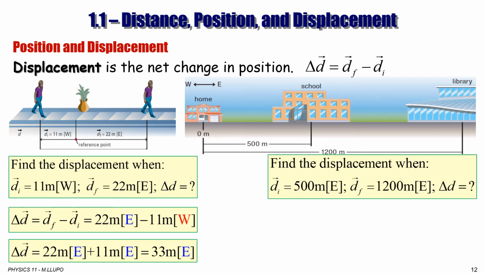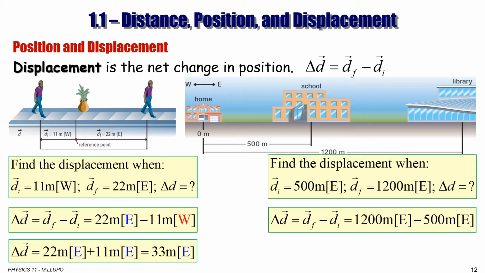We have initial position 500 meters east, which is school, and final position 1200 meters east, which is library. So when we go from school to library, what is the displacement?